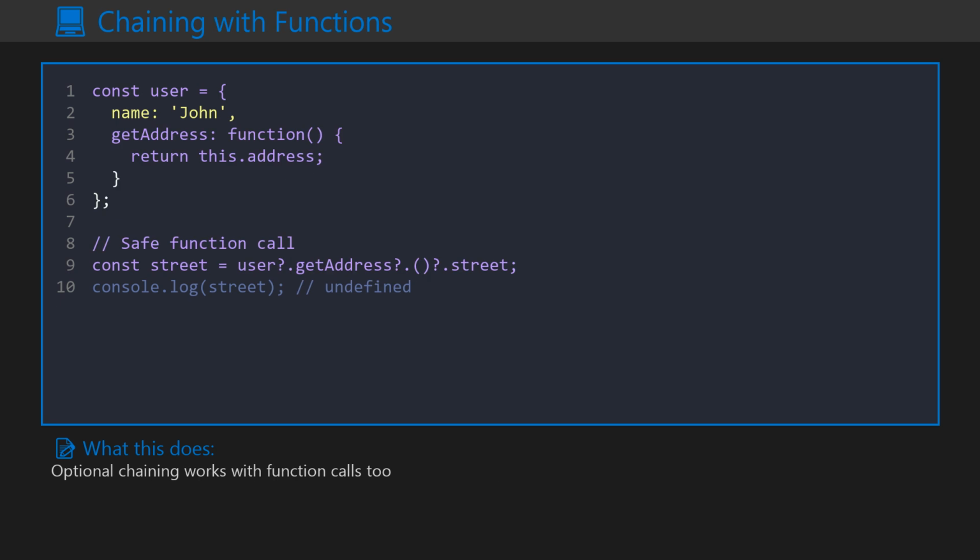Optional chaining isn't just for property access, it also works with function calls. Here we have a user object with a getAddress method. Using optional chaining, we can safely call this method and access its properties. If any part of the chain is undefined, the entire expression returns undefined without throwing errors.